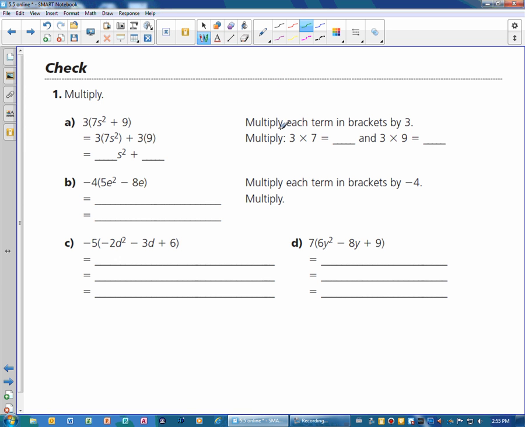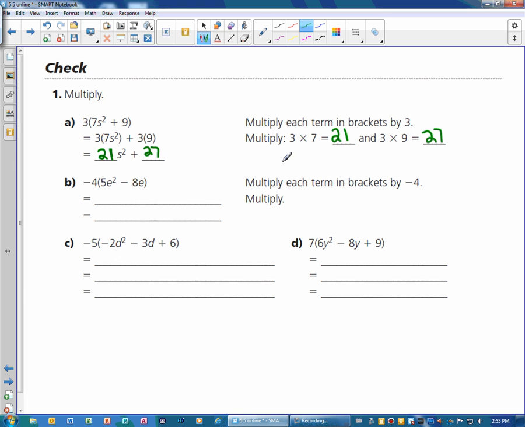So over here it's telling you, make sure that each term in the brackets is multiplied by 3. They're showing you here that the 3 got multiplied by the 7s squared, and the 3 gets multiplied by the 9. And over on the side here, they're leading you through it. Remember that 3 times 7 is 21, 3 times 9 is 27. So 3 times 7, 21s squared, 3 times 9, 27.